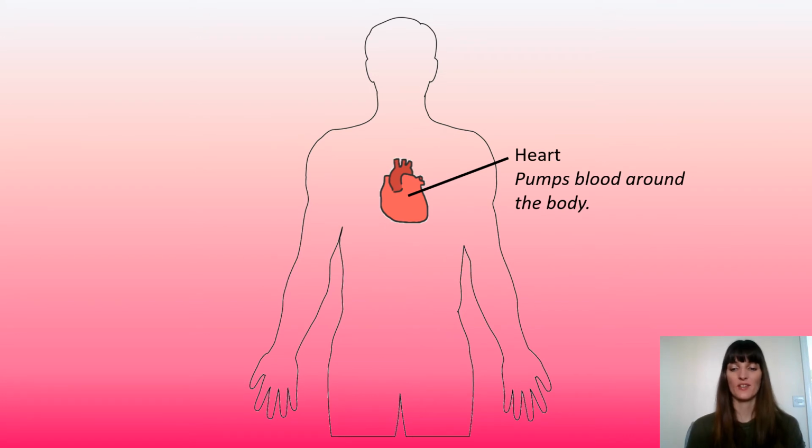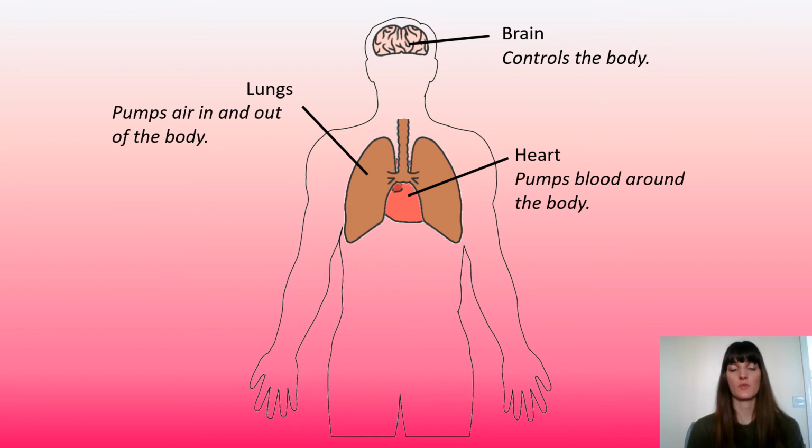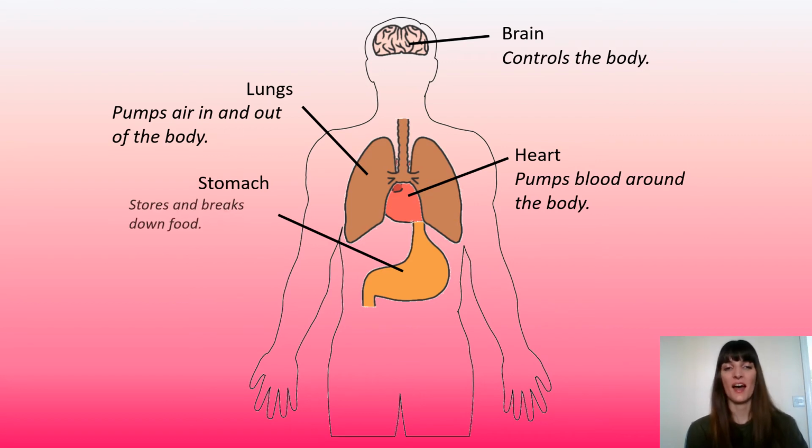Okay, so you have your heart, which pumps blood around your body. Hopefully you got the brain right, which is in the top of your head, and that controls the entire body. You've got your lungs that are in your chest area as well, and that's where gas exchange happens, where they pump air in and out of the body. You have your stomach. Again, I imagine anyone here who's a little hungry knows where their stomach is, and it stores and breaks down food.